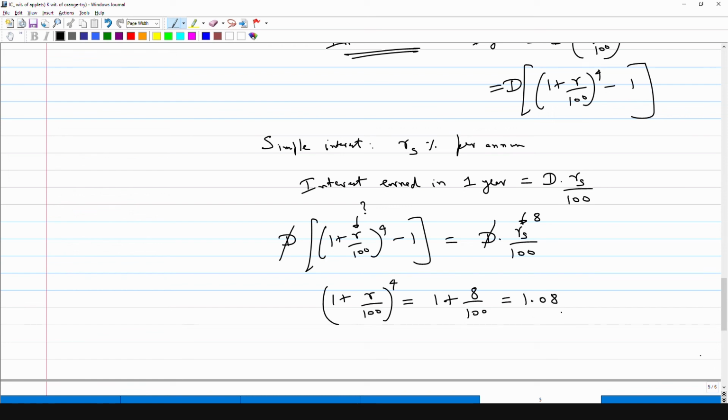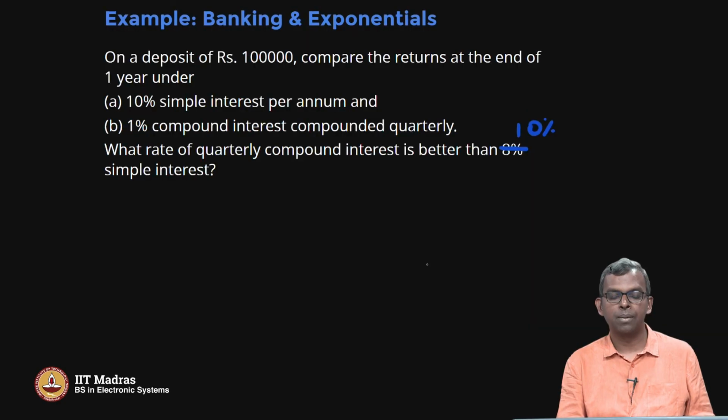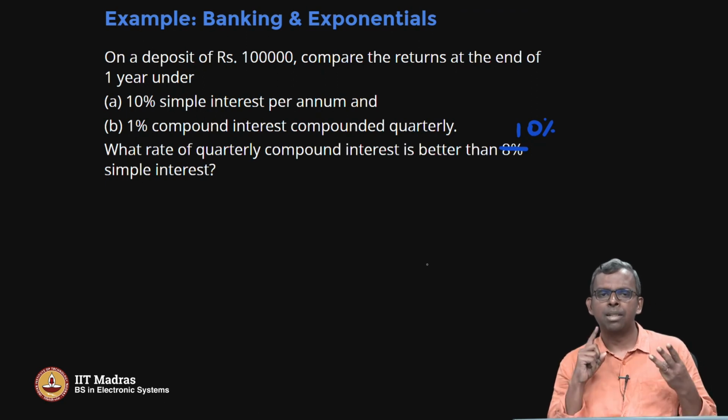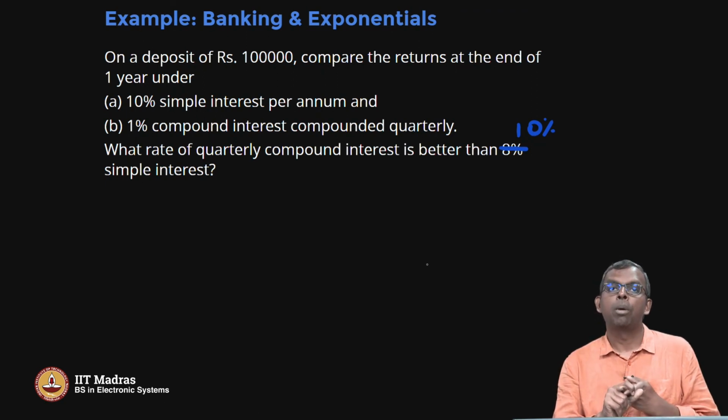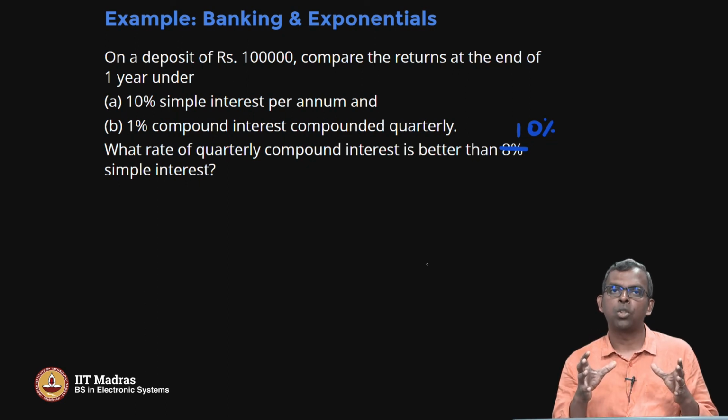So this is the equation that you have to solve to find what compound interest rate compounded quarterly for 1 year will give you the same interest as simple interest, which is at 8% per annum. In these three problems, I motivated the way in which numbers, variables, functions and equations show up in any problem that you want to solve precisely, logically using mathematics.